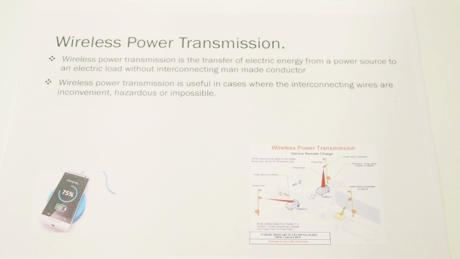Electric current is passed through a coil of copper wire, and the coil will produce a short-range magnetic field. When a second coil of copper wire is placed within the field, electric current will flow through it. The magnetic field has transferred the electrical power from one coil to the other. This principle is called induction.